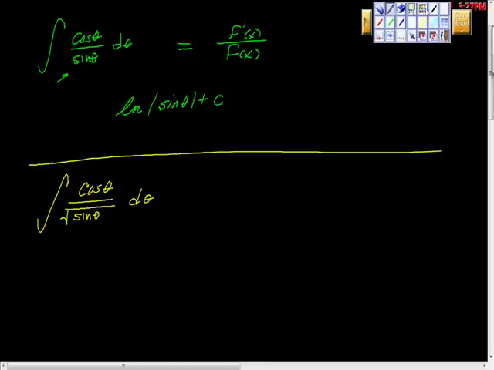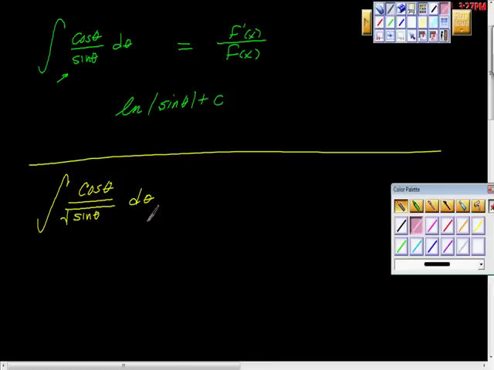But we're not finished, and the reason we can't jump to this, and we have to be really careful about doing that, is because of this piece right here: cosine of theta is not the derivative of the square root of sine theta. So I want to be really, really careful not to assume that. So let's go to here.